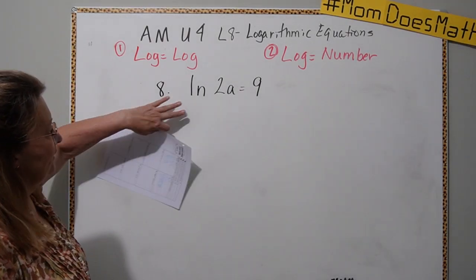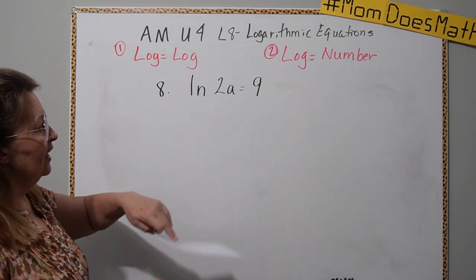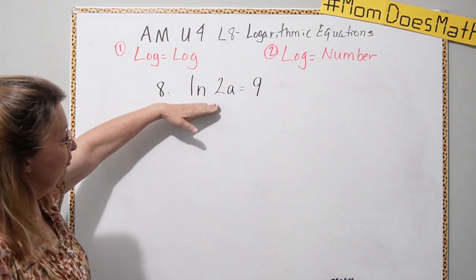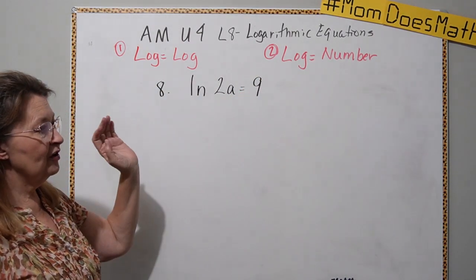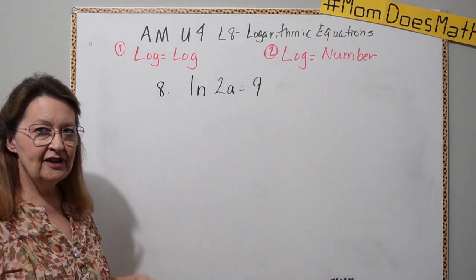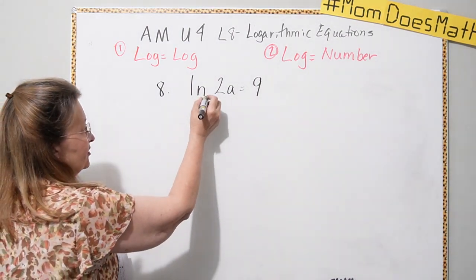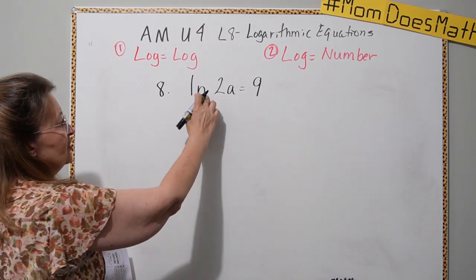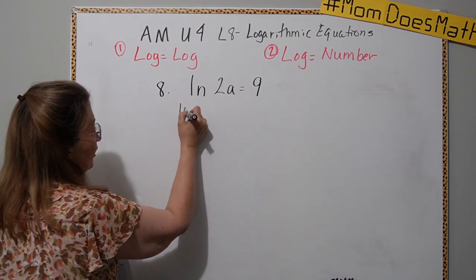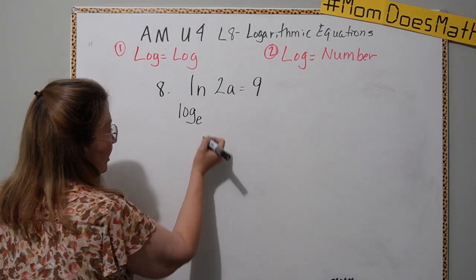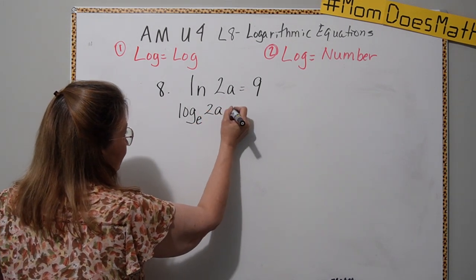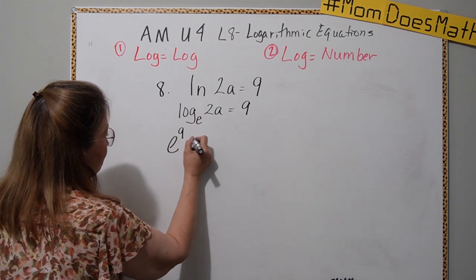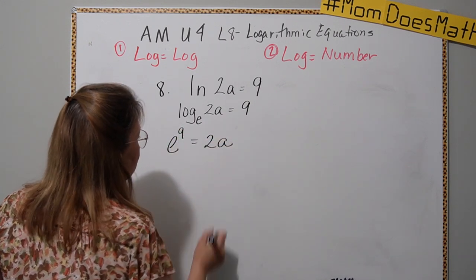Okay, number 8 is natural log 2a is equal to 9. So we definitely have a type 2, a log to a number. Our logarithm is isolated, so we're ready to convert it to exponential. Now to convert it to exponential, I need to know this base number down here. What is that? Well, if you remember when we talked about the definition of a natural log, what that actually is, a log base e. All right? So now we're going to have e to the 9th power is equal to 2 times a.